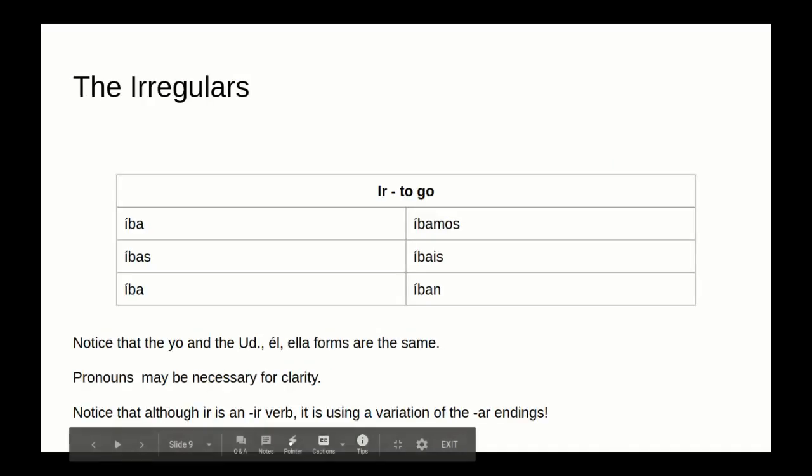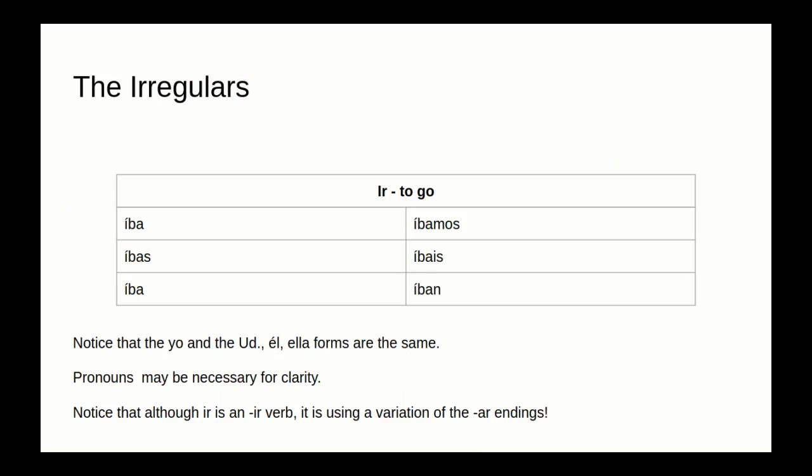Now, I mentioned there are 3 irregulars in the imperfect. The first is ir, to go. And these are the patterns for ir. Iba, ibas, iba, ibamos, ibais, iban. Notice that the yo and the usted, él, and ella forms are the same, so again, your pronouns may be necessary for clarity. But here's what's really interesting.